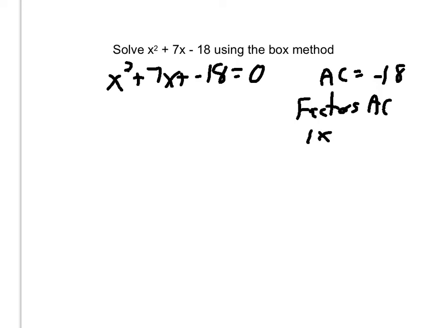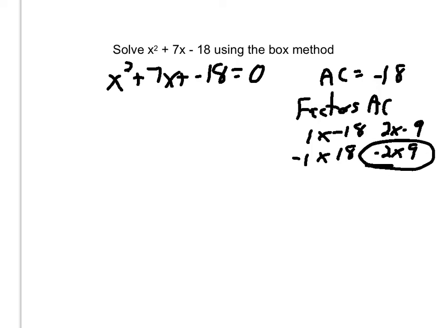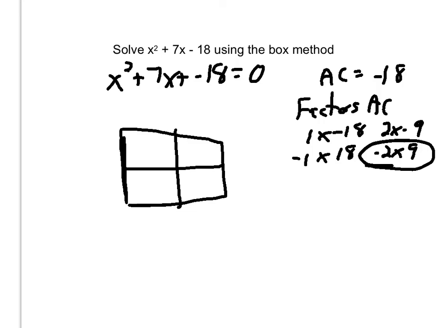We could have 1 times negative 18, or negative 1 times positive 18. We could have 2 times negative 9, or negative 2 times positive 9. And which ones are going to add up to positive 7? Well, that's going to be 9 plus negative 2 adds up to positive 7. So now we'll set up our box here. Okay, we'll put our x squared up here. And again, we're going to arrange these in either order in the box, doesn't matter. So I'm going to do negative 2x and 9x because those add up to positive 7x. I'm going to throw on negative 18 at the end.